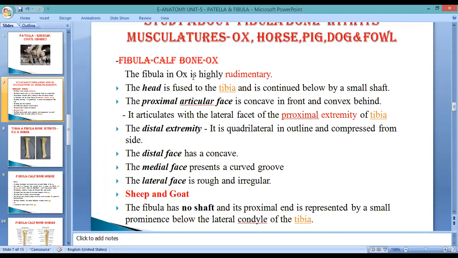Oh, I'm just asking about the position of fibula bone because we have already discussed the tibia bone. So fibula located on lateral side or medial side? Where is located? Lateral, posterior lateral aspect. Yes, posterior lateral aspect.